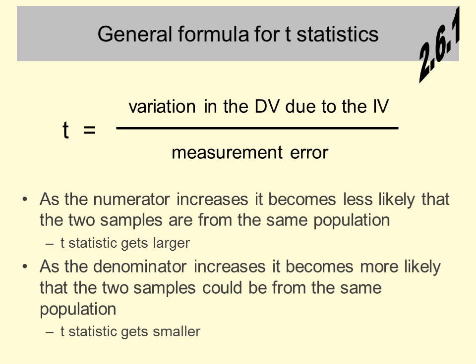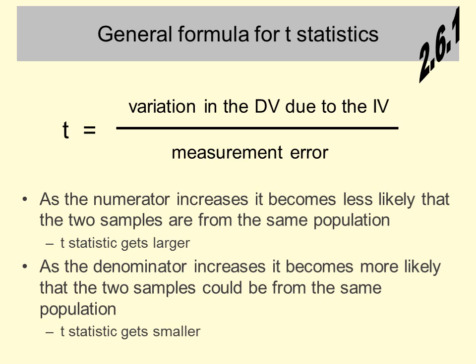Okay, this is the general formula for t-statistics. There are a number of different t-statistics for different situations, but they all follow the same general form. The numerator, that's the top part, is variation in the dependent variable due to the independent variable, and the denominator, that's the bit underneath, is some estimate of measurement error.